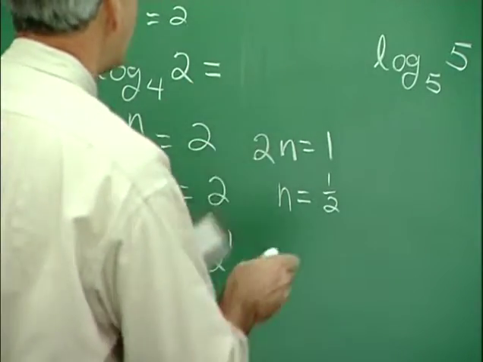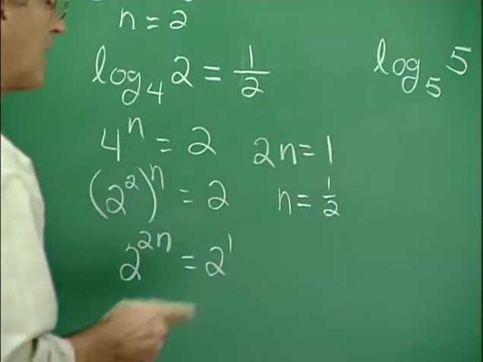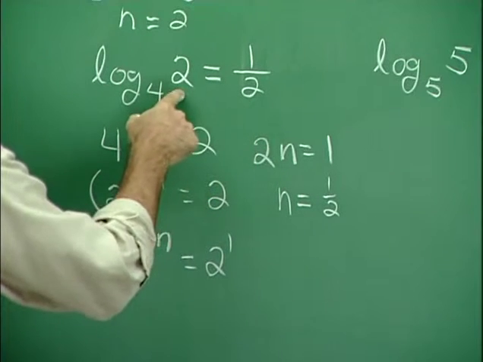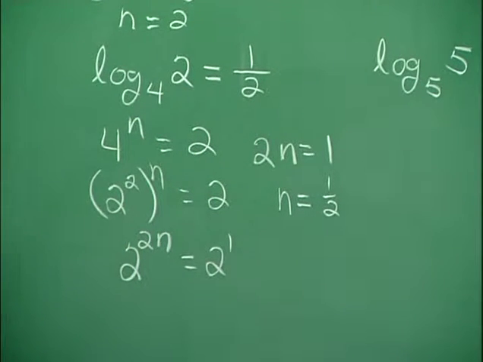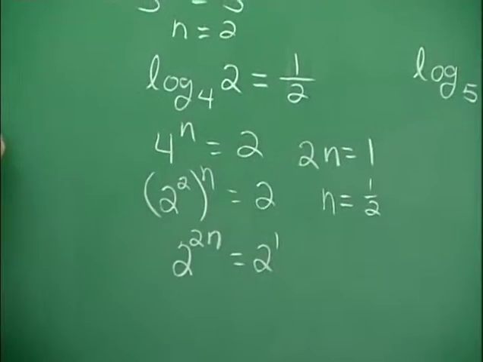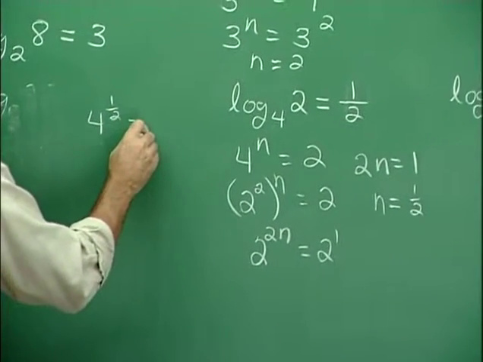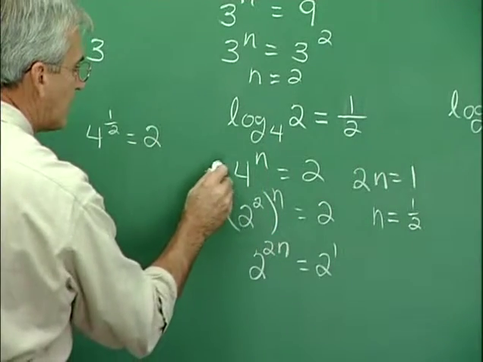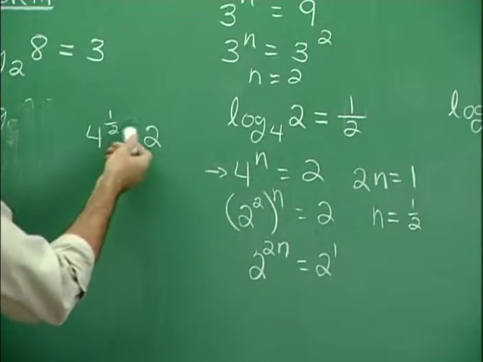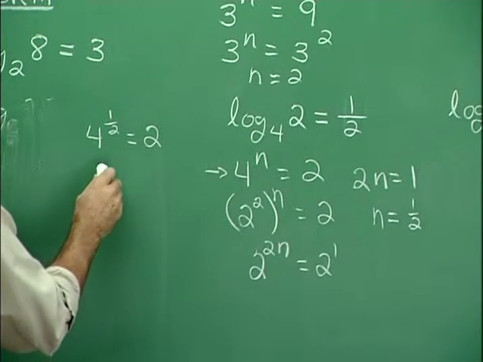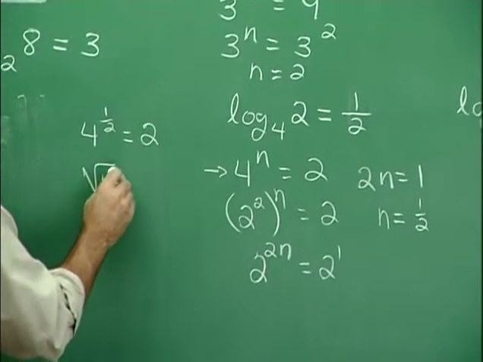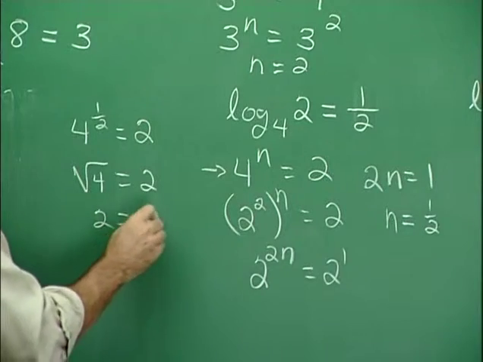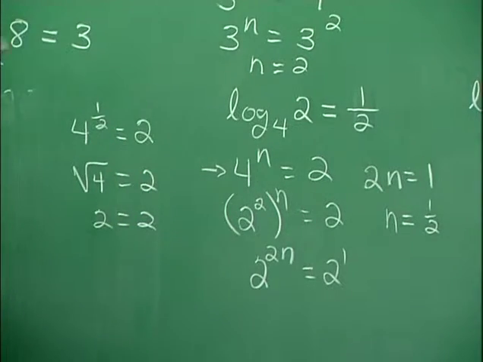You might be thinking, well, gee, let's verify that. You may or may not be thinking about that, but let's verify that. Is it true that 4 to the 1/2 power is equal to 2? That's what this says, and we found n to be 1/2. Is this true? Well, the 1/2 exponent is an implied radical, so this is the square root of 4 equals 2, and the square root of 4 is 2. And so we do have truth, and therefore this is correct.